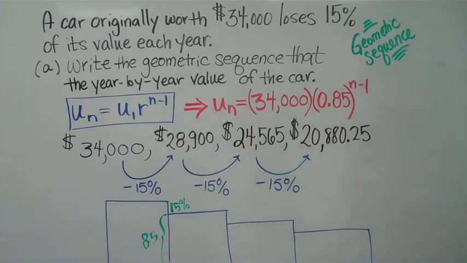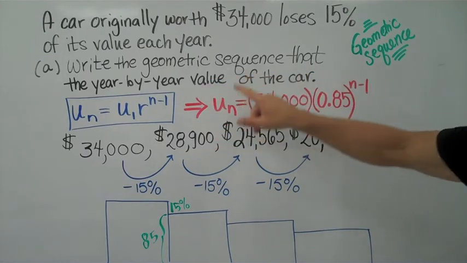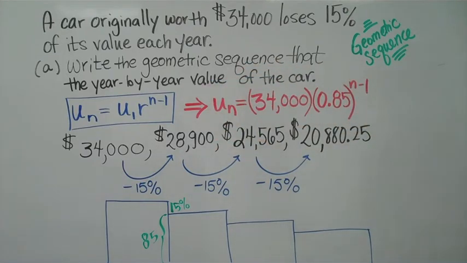This divided by this is 0.85. This divided by this is 0.85. That's what our r value is. It's our common ratio, to the n minus 1. So we've done this first part. We have written the geometric sequence.